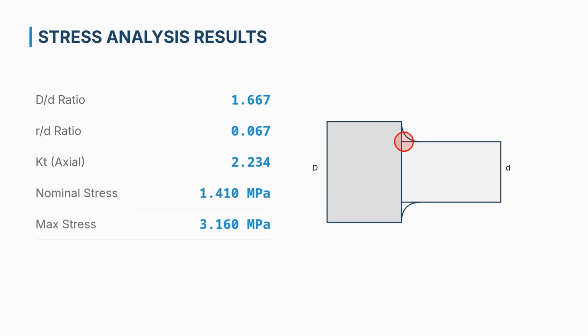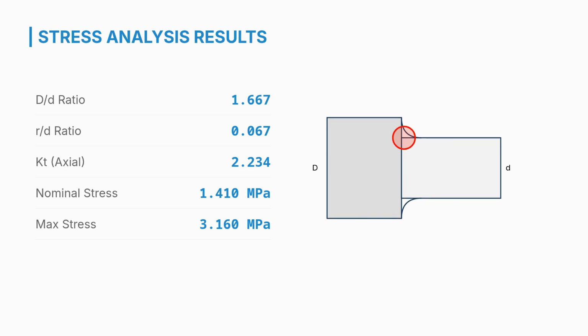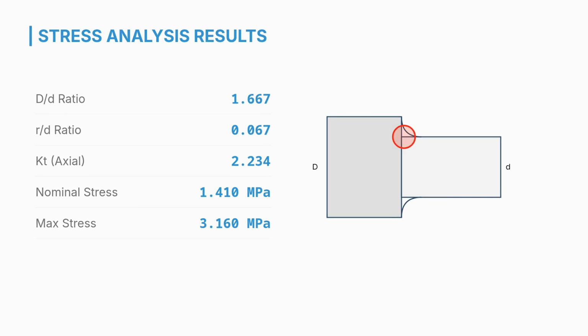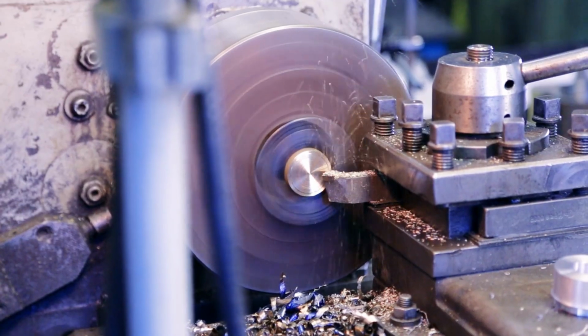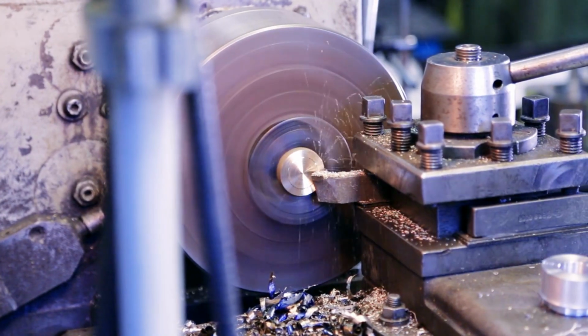These ratios represent different geometric relationships and stress concentration factors that help you evaluate the shaft's critical stress points at the diameter change. This tool streamlines your stepped shaft analysis for mechanical design applications.